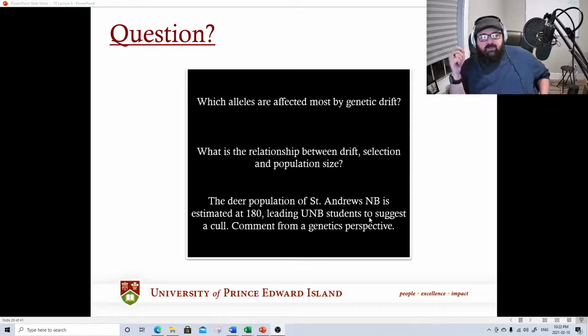So, which alleles are affected most by genetic drift? You should be able to figure this out. What's the relationship between drift, selection, and population size? The deer population, this is a real thing, of St Andrews was estimated at 180. That led UNB students to suggest a cull. They were like, well, there's 180 deer near St Andrews University, so as environmental managers we suggest that we should cull them because there's too many deer. Think about that as a geneticist. Is 180 a big enough number to start to cull?